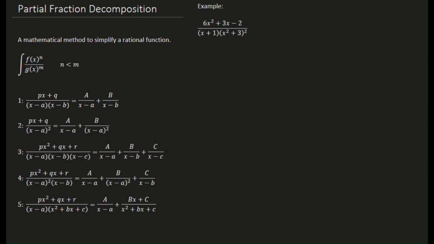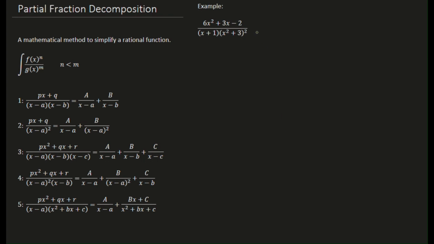Our last example for partial fraction decomposition is going to be an example where we combine more than one form, which does happen sometimes. So the example we're going to look at is 6x squared plus 3x minus 2 divided by x plus 1 times x squared plus 3 squared. This is already factored for us, and most of the time when you see combinations like this, they will be pre-factored. Every now and then, though, you'll have to do the factoring yourself. There's quite a bit more computation for this one involved. So I want to show you how this one fits.